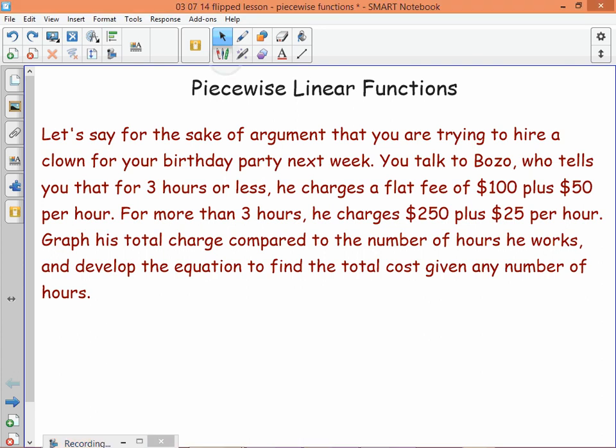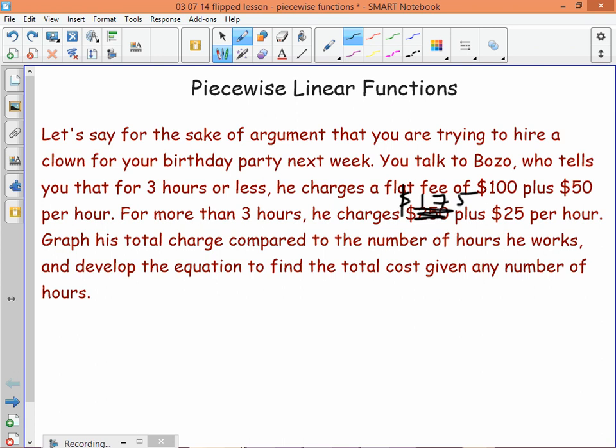Stop. I am going to check to see if you are paying attention to what you're doing, and I'm going to change this to 175. I made a little boo-boo, but this will be a good check to see who did the homework and who just copied or made stuff to look pretty. He charges $175 plus $25 per hour. Graph his total charge compared to the number of hours he works, and develop the equation to find the total cost given any number of hours.